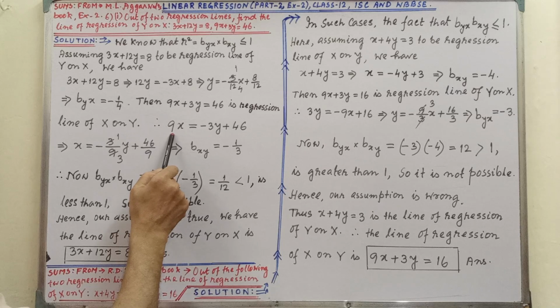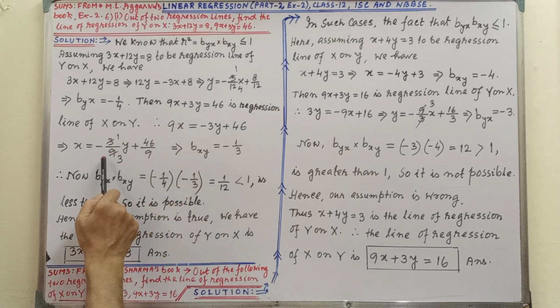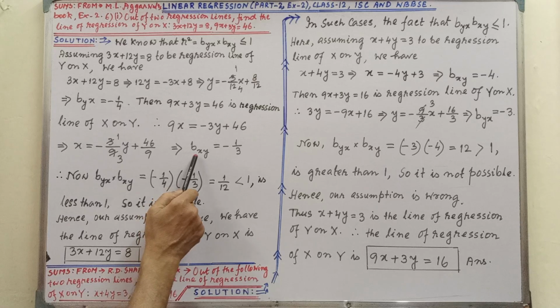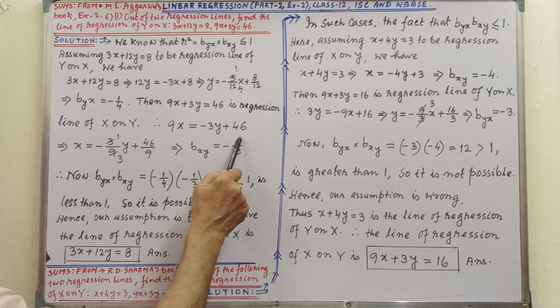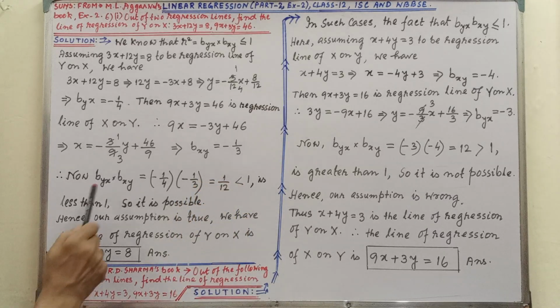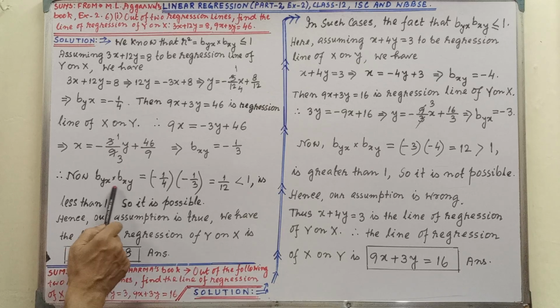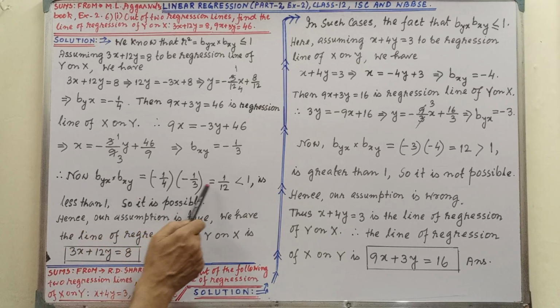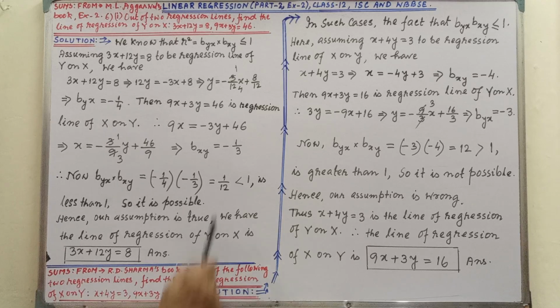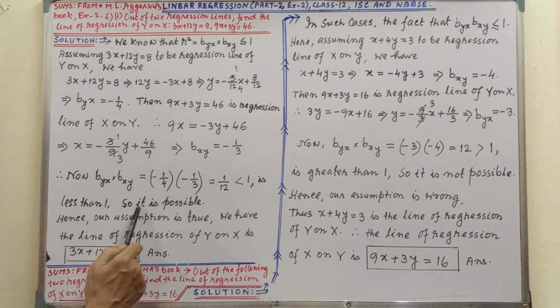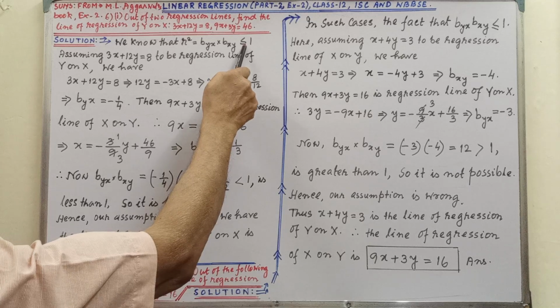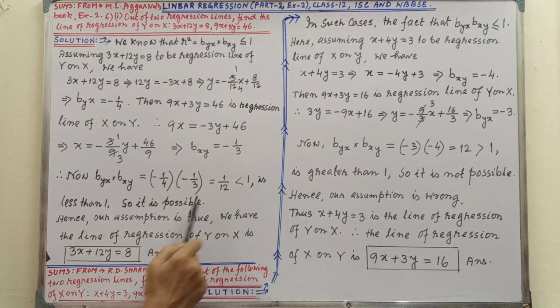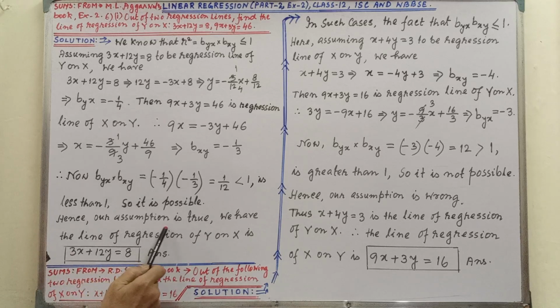We keep 9x on the left hand side, and by simplifying we are getting the coefficient bxy equal to -1/3. Now the product of byx and bxy by calculation is coming 1/12. This is less than 1, so it is possible. Here the condition is less than or equal to 1, and it is less than 1, so it is possible. Hence our assumption is true.